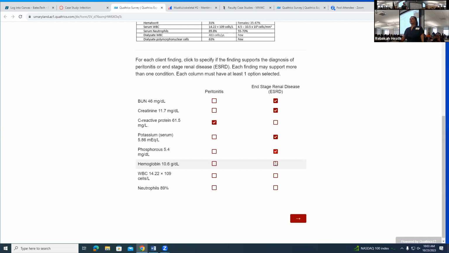Hemoglobin? Peritonitis? It's actually from end stage. When somebody has kidney failure, they don't produce erythropoietin, which helps to stimulate red blood cell growth. Good job. And so people in end-stage renal failure will typically have low hemoglobin and hematocrit. White count, that's the peritonitis. Neutrophils, peritonitis. Yeah, that's a type of white blood cell.